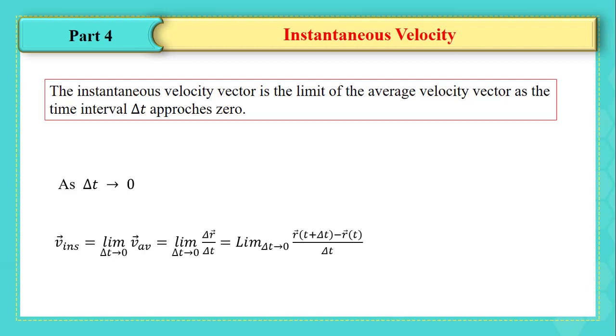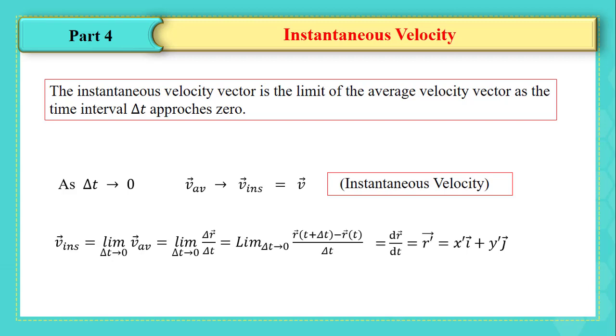And we know from mathematics that this limit is known as the definition of the derivative, which is defined by dr divided by dt, which is equal to r prime, equal to x prime i plus y prime j. This is called the instantaneous velocity, denoted by v instantaneous or simply v.